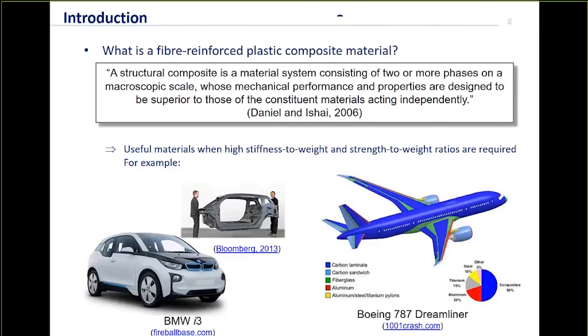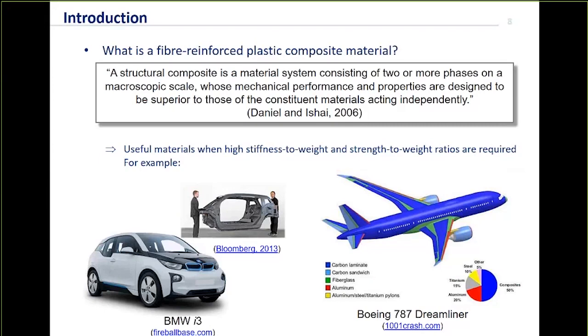Okay, so let's talk about composites. In general, a composite is any material that has more than one constituent. So concrete, for instance, might be considered a composite material, or even some alloys such as grey cast iron, which have a mixture of phases. So that's a strict definition.